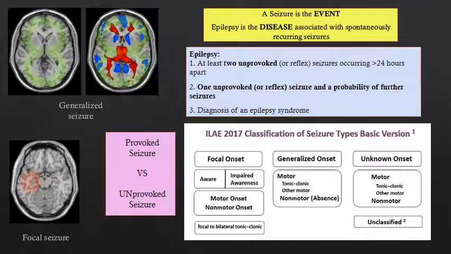In the left upper hand corner, you see depicted a generalized seizure which affects the whole brain. And below it, you see a focal seizure which affects a specific part of the brain. And finally, on the white table, you see the ILAE, International League Against Epilepsy, classification of seizure types into focal onset, generalized onset, and unknown onset.